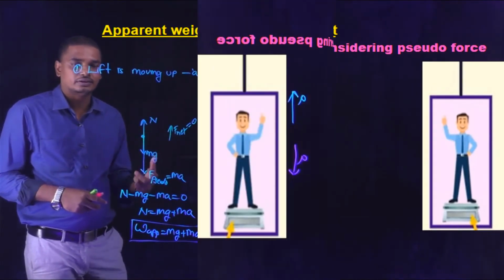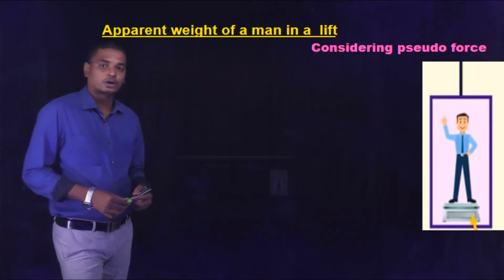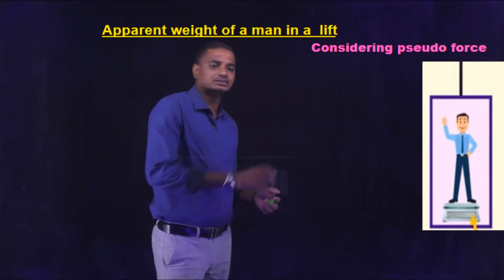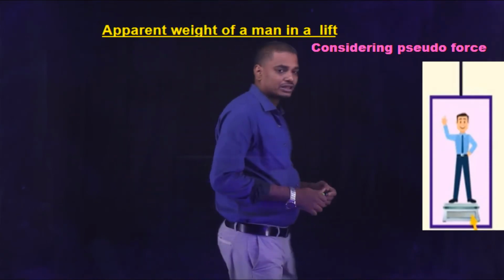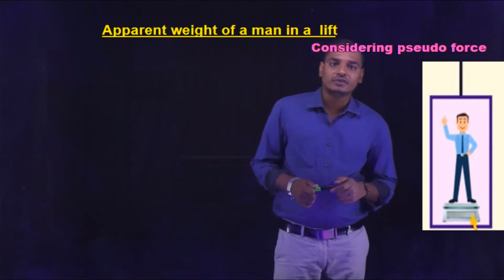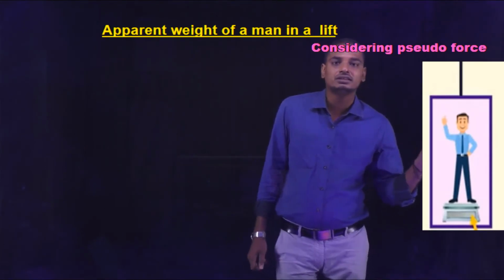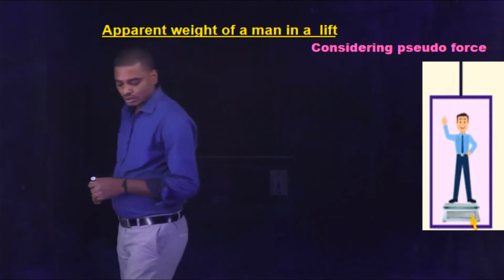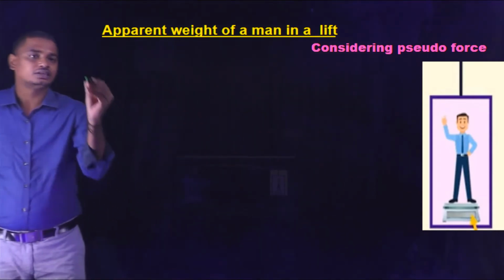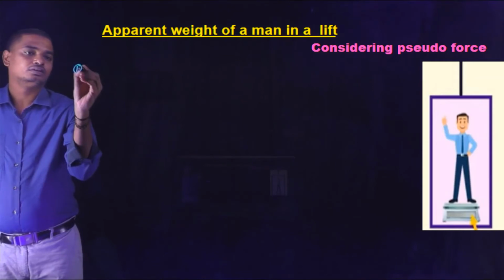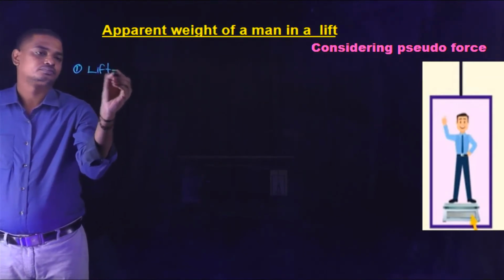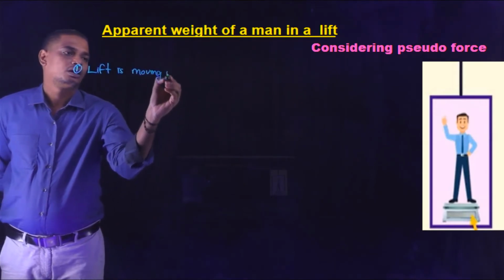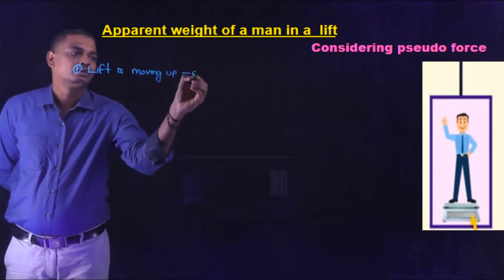Now let us solve the same problem considering a pseudo force. Here the frame of reference, or the person observing the weight of the man, is also inside the lift only. That is a non-inertial frame. So let us consider the same two cases. The first case is when the lift is moving up with an acceleration a.